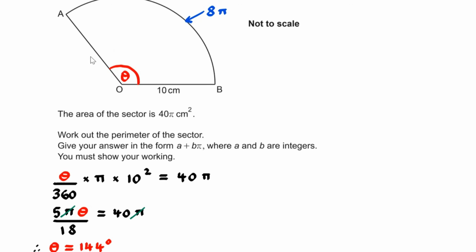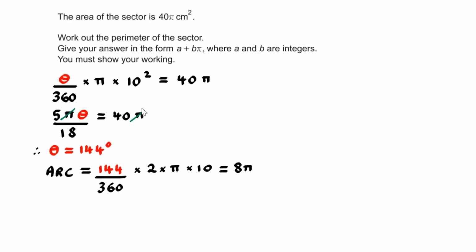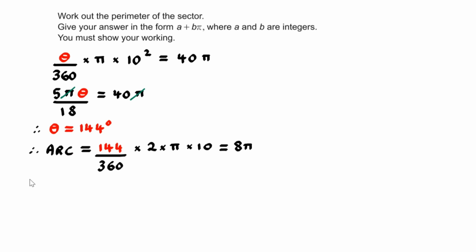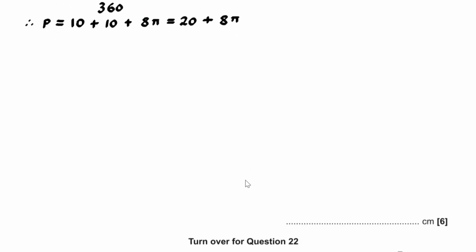I've also got the 10 centimeters here, and therefore for the perimeter, we'll call the perimeter P. I've got 10 plus 10 plus 8 pi, which is equal to 20 plus 8 pi. So what we end up with is 20 plus 8 pi centimeters for our perimeter.